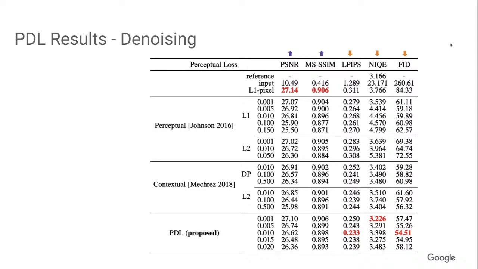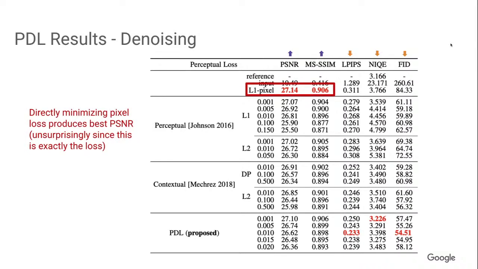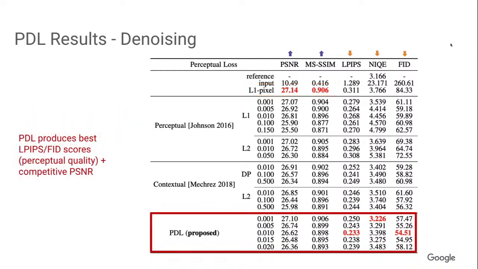We evaluated the proposed loss by comparing classical reference metrics, such as PSNR and the structural similarity index measure, and also more recent perceptual quality metrics such as LPIPS and the non-reference based ones, NIQE and the Fréchet inception distance between the generated and referenced image sets. As expected, directly minimizing the pixel error produces the best PSNR while performing poorly on the perceptual metrics. PDL produces the best results according to the perceptual quality metrics while having a competitive PSNR.